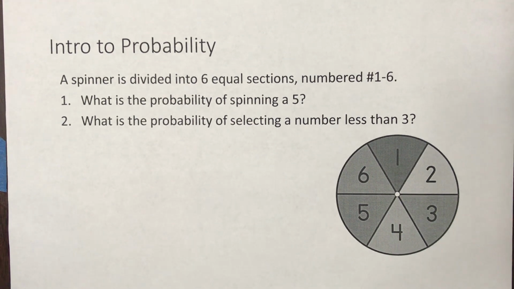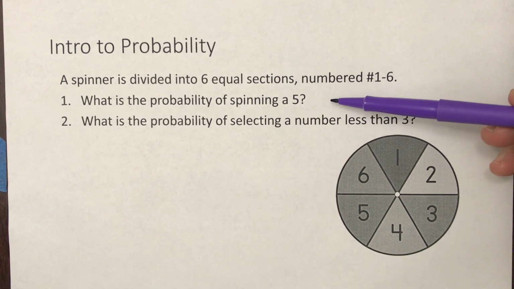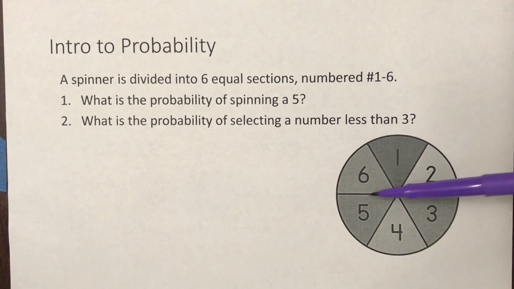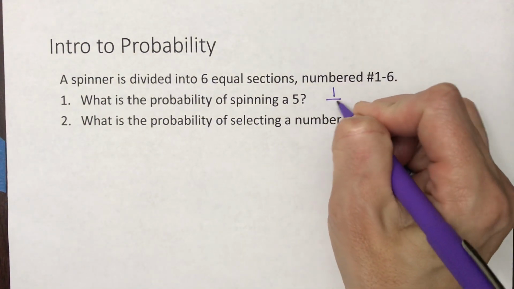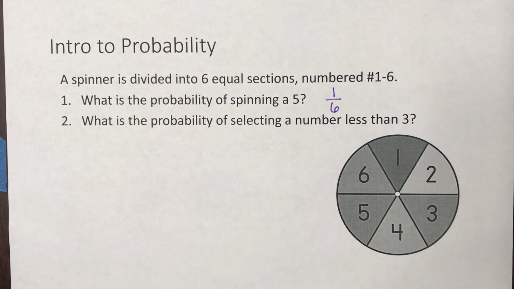So you always want to think about your total. There are 6 sections, so that is going to be your denominator, the total. What is the probability of spinning a 5? Well, a lot of times people want to say 5 out of 6. Well, the probability of spinning a 5 is just one section out of the 6 sections. So you would set it up as 1 out of 6.